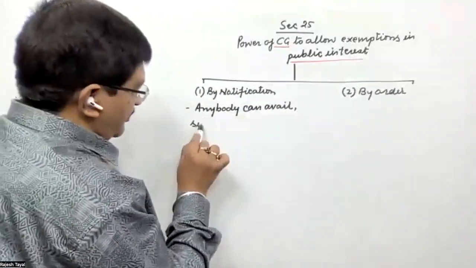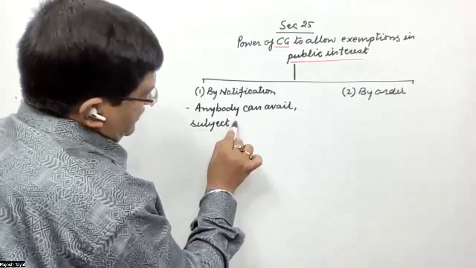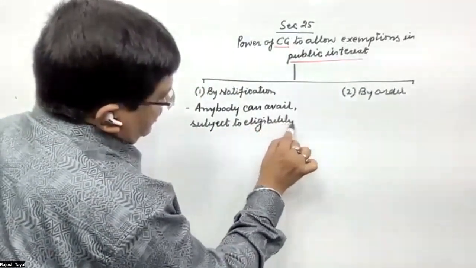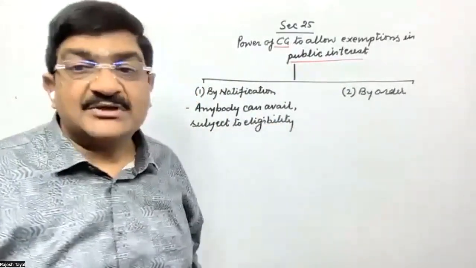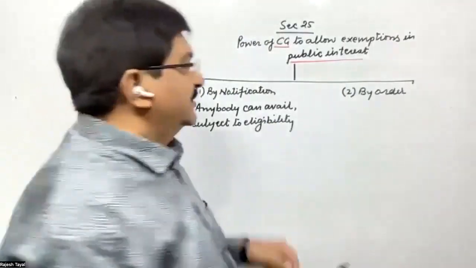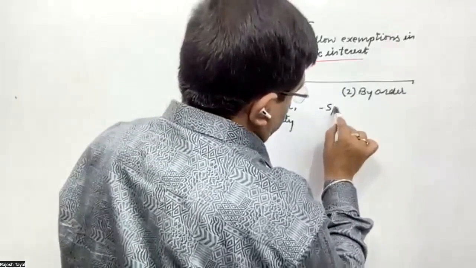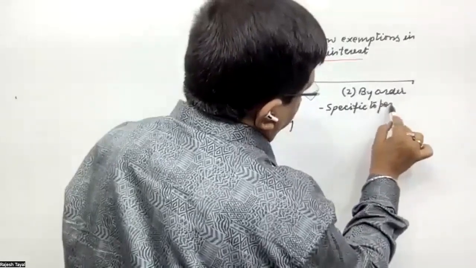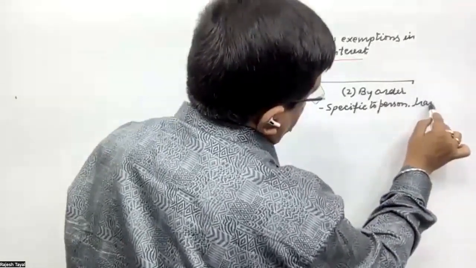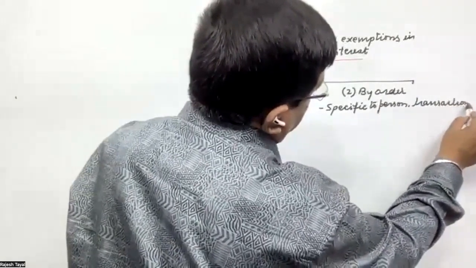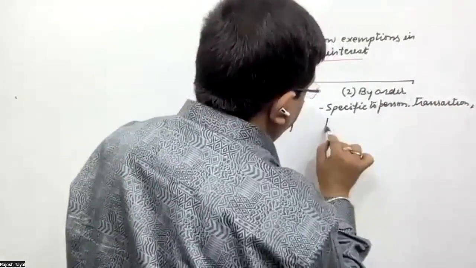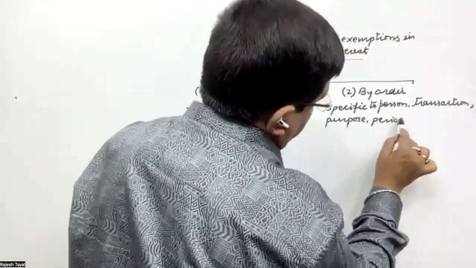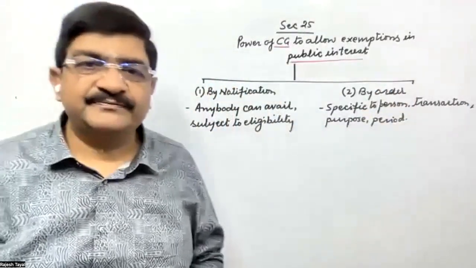But this is subject to eligibility. So what is the eligibility for availing the exemption? That depends upon the notification. And the order is specific to person, transaction, purpose, period. Everything is specific in the order.